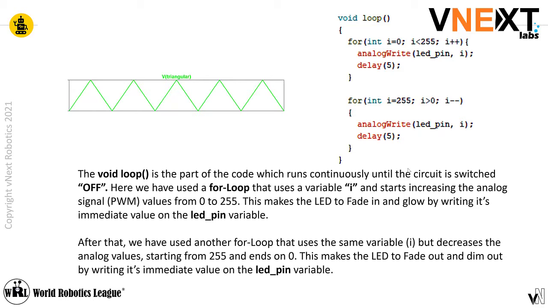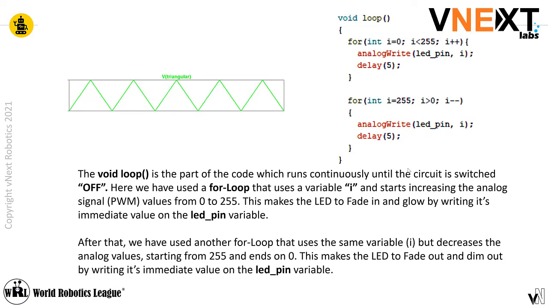The first for loop uses variable i and starts increasing the analog signal, PWM, values from 0 to 255. This makes the LED fade in and glow by writing its intermediate value on the LED pin variable. The second for loop uses the same variable, i, but decreases the analog value starting from 255 and ending on 0. This makes the LED fade out and dim by writing its intermediate value on the LED pin variable.